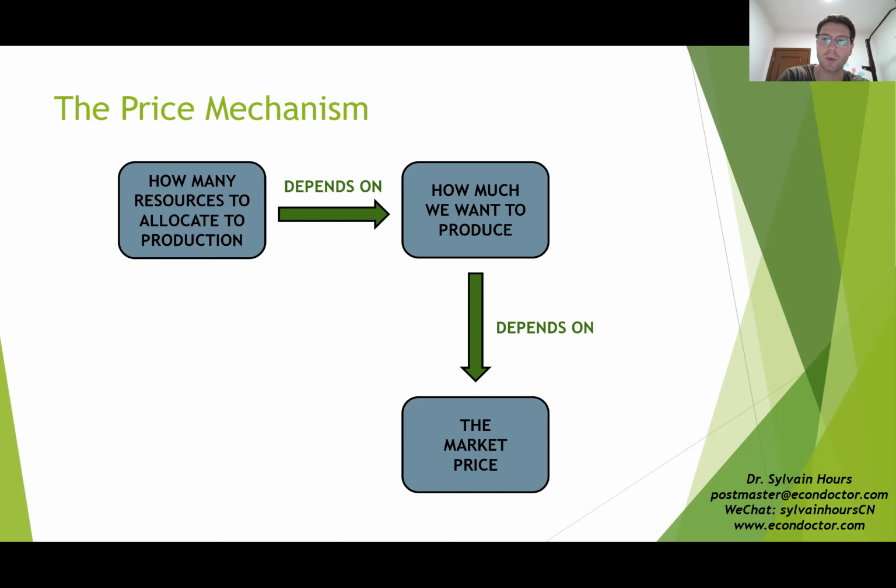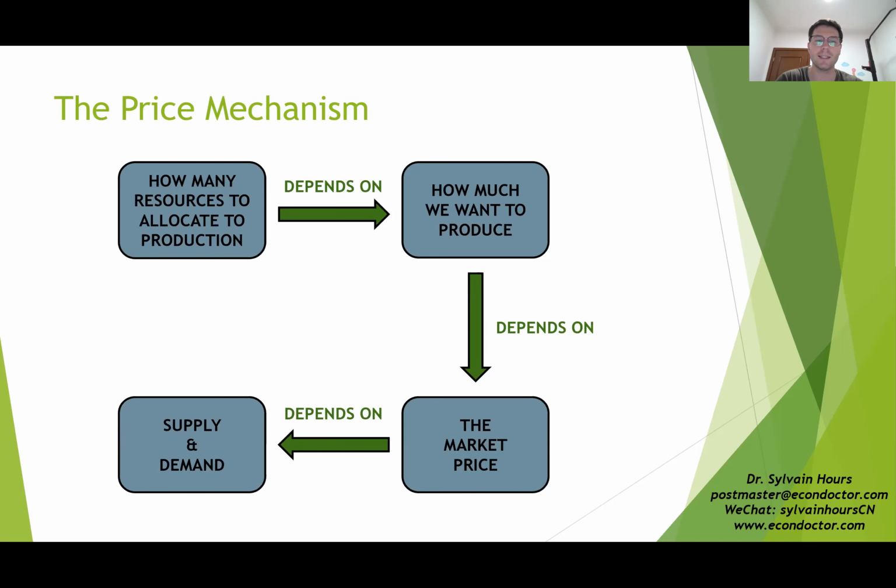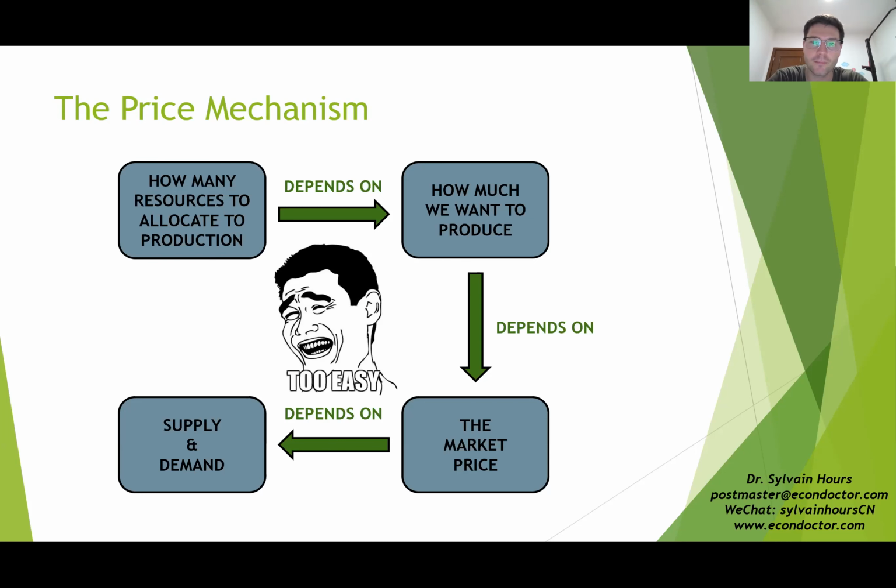Okay, so basically keep this in mind. How many resources to allocate depends on how much we want to produce, and how much we want to produce depends on the price in the market. And the price in the market depends on supply and demand. Okay, it is the interaction of supply and demand that determines the market price. And that's it. Too easy. That's what we call essentially the price mechanism. So it clearly shows how supply and demand will determine the market price, that will determine how much we want to produce, and therefore tell firms how many resources they should allocate to production.